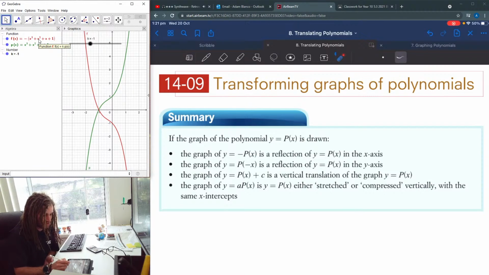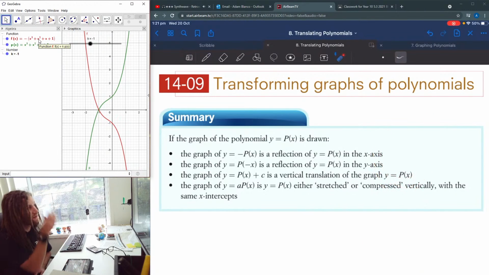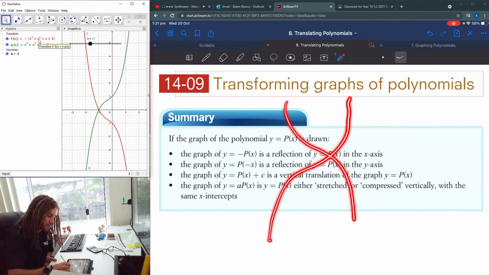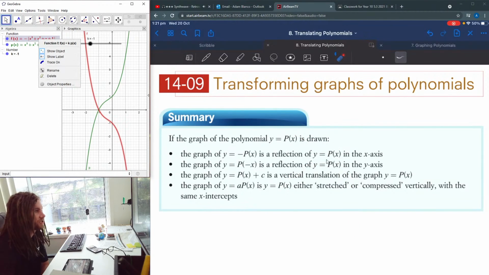That doesn't really make sense with the x squared example, because if I put minus x squared, that is just x squared, and that makes sense because when I flip it this way, it's making the same graph. But with a cubic, it makes sense. Instead of being like that, it'd be like that. It looks the same whether it's flipped both ways. Anyway, if you replace the x with a minus x, it flips the other way.